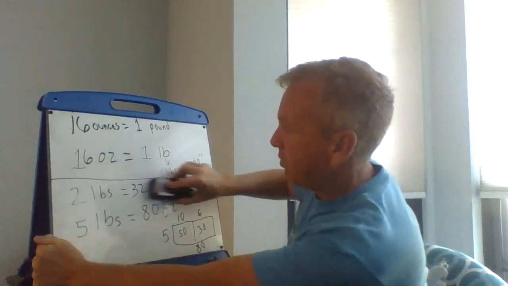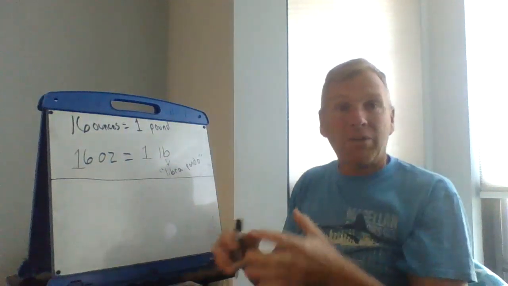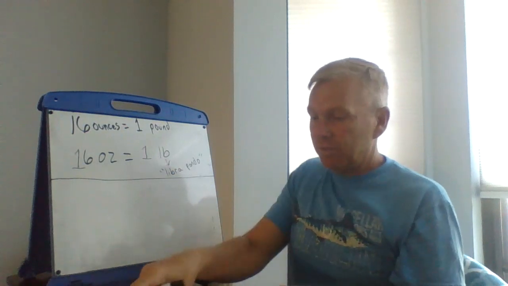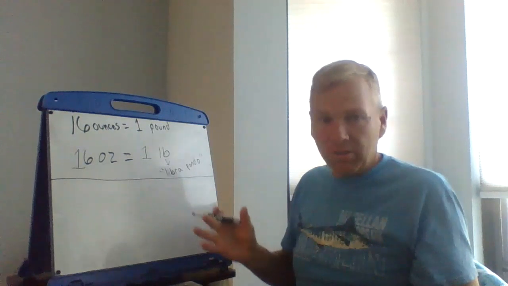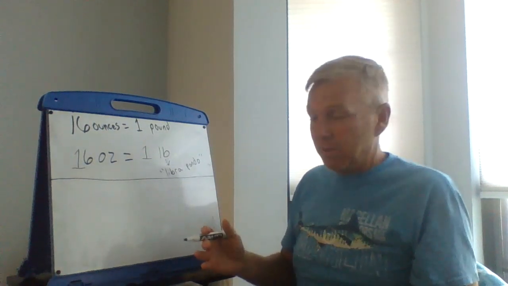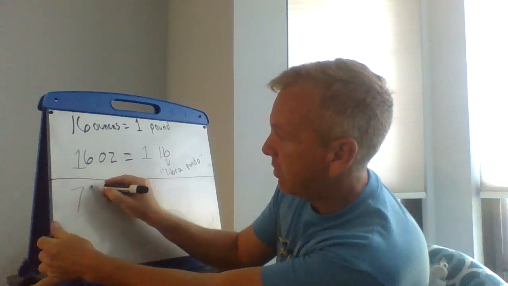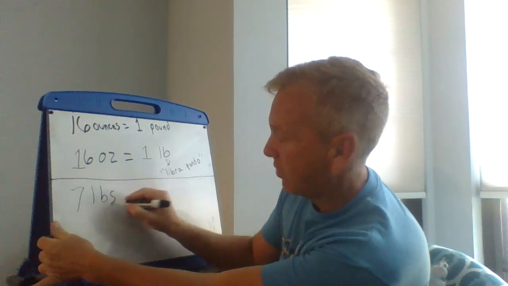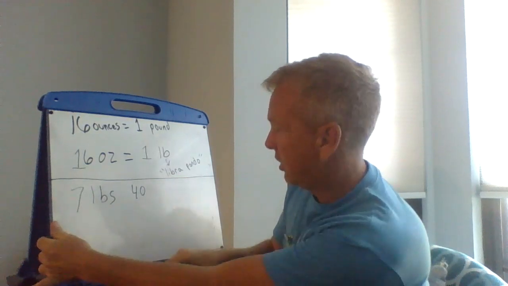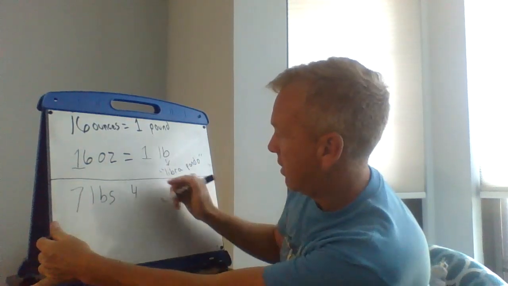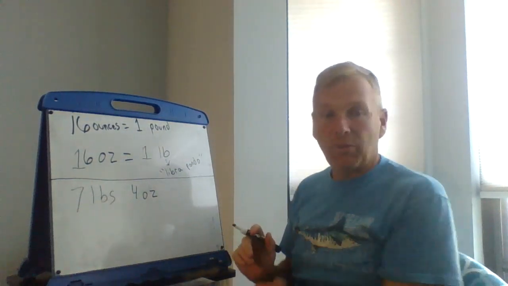But a lot of times, like we said, you'll have mixed units, you'll have pounds and ounces. So let's look at one. Say your baby brother, baby sister, or cousin, or just a baby you heard of, weighed 7 pounds and 4 ounces. So now we need to make this conversion.